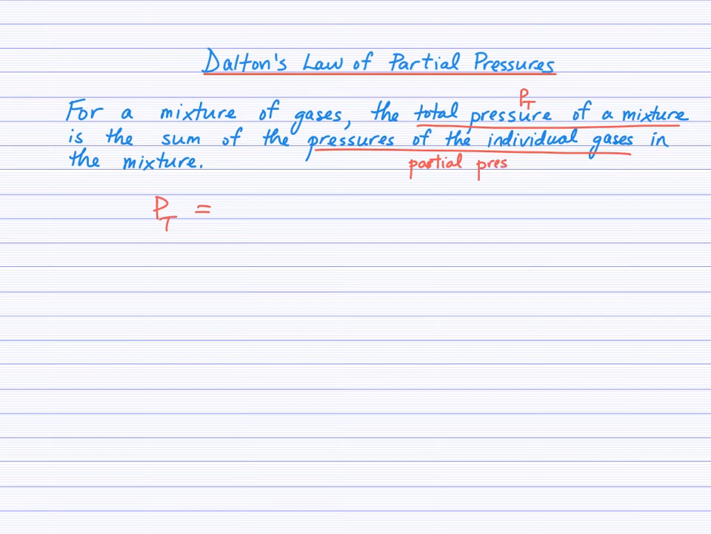So when we use the designation there, let's say we have a mixture of oxygen gas and helium. Then we have the partial pressure of oxygen plus the partial pressure of helium equals the total pressure. Or in general, Dalton's law can be written P1 plus P2, for however many gases are in the mixture.